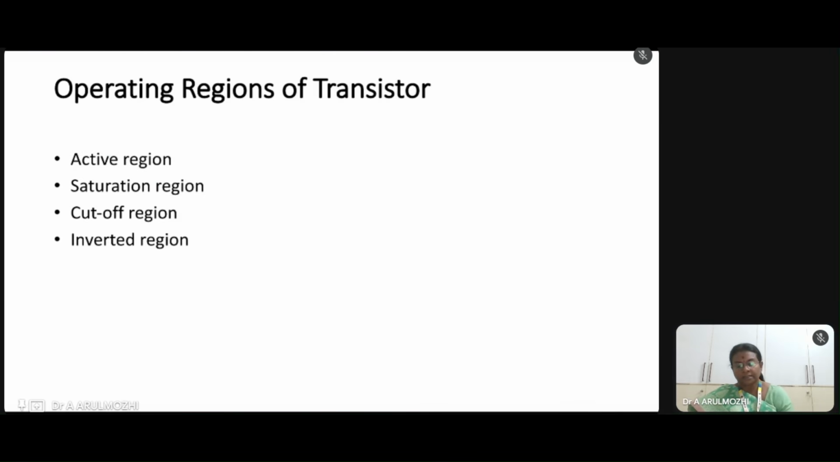Next we will see the operating regions of a transistor. There are basically four regions: the active region, the saturation region, the cut-off region, and the inverted region. These are the four basic operating regions of transistors. Now we will see them one by one.